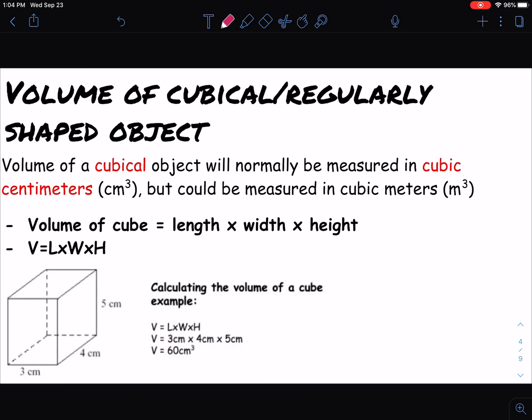Now the first thing we're going to look at is something that you have done in math class probably all the way back to middle school, maybe elementary, is looking at the volume of a cubical or a regularly shaped object. When we measure the volume this way, we are going to be using length times width times height. And this is going to be in cubic centimeters. This is how you get cubic centimeters, because you have to take centimeters times centimeters times centimeters equals centimeters cubed.